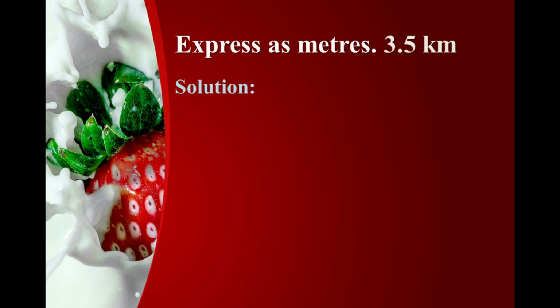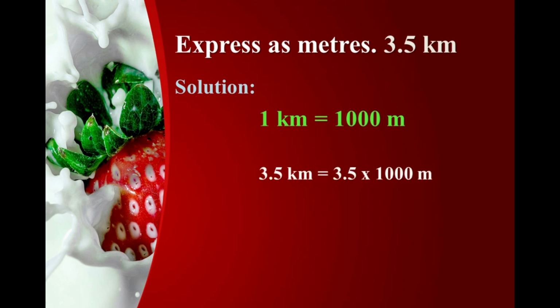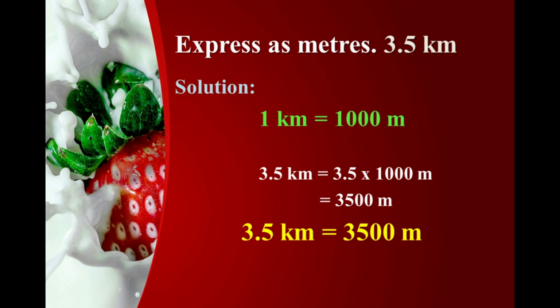Now, how many steps do we move? According to the chart, we have to move 3 steps from kilometer to meter. So, 1 kilometer is equal to 1000 meter. 3.5 kilometer is the question. We have to multiply by 1000 to convert kilometer to meter. On multiplying by 1000, we move the decimal place to the right side. We get 3500 meter. Therefore, the answer is 3500 meter.